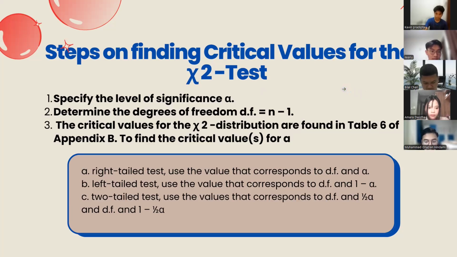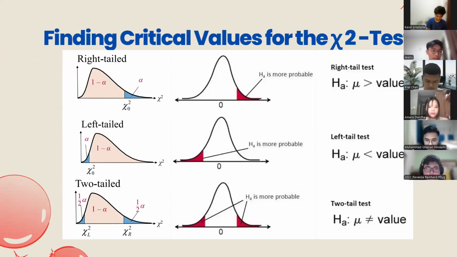And for a two-tailed test, use the values that correspond to degrees of freedom and half of alpha, and also degrees of freedom and 1 minus half of alpha. This is how to find critical values for the chi-square test. For the right tail, here we can see that the sigma is bigger than the value. For the left tail, the sigma is smaller than the value. And for the two tail, the sigma is not equal to the value.